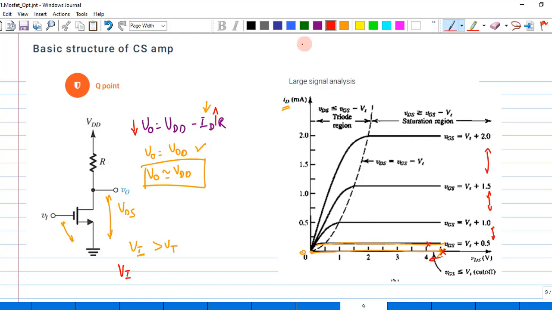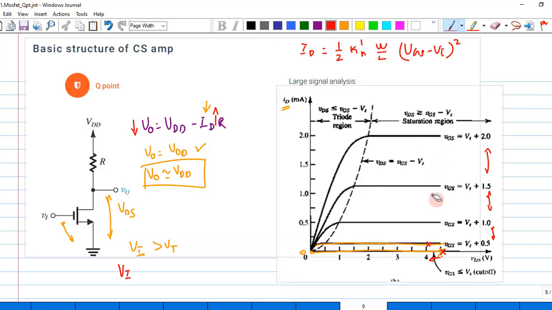Because the current in the saturation region is defined as K dash W by L times VGS minus VT, the whole square. Because of the square relation, you would find that the current has a quadratic relation. So as you increase the value of VGS in equal steps, the currents will not be in similar equal steps. They will have unequal steps here, just because of the square relation. So we will not mind that.